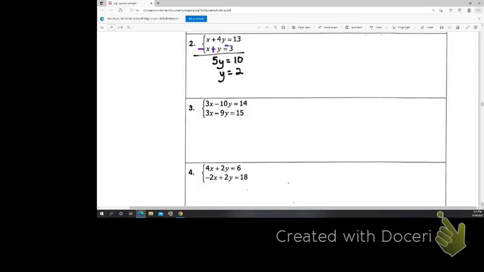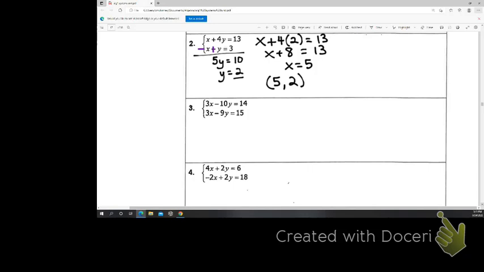And this is a system, so we need x and y. So now I'm going to replace the y in one of the original equations. I'm just going to jump into that top one. So I replaced the y with the 2. x plus 4 times 2 is equal to 13. 4 times 2 is 8. So x plus 8 is 13. We can subtract the 8, and x then is 5. So our ordered pair would be 5, 2.